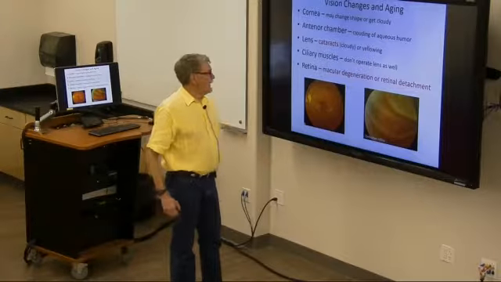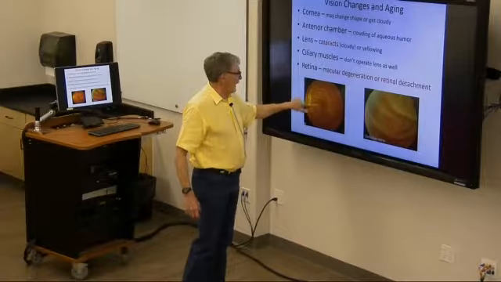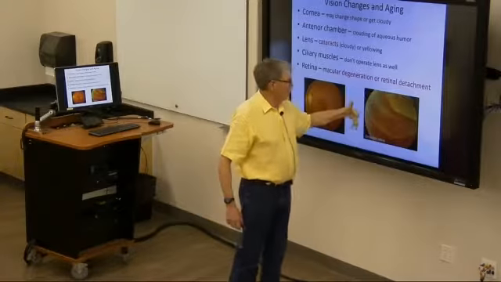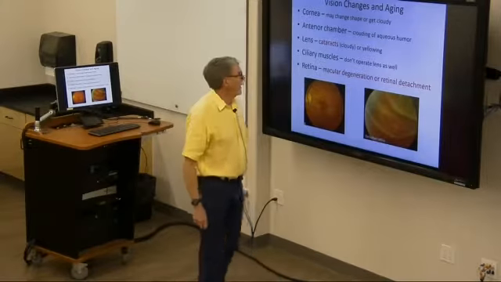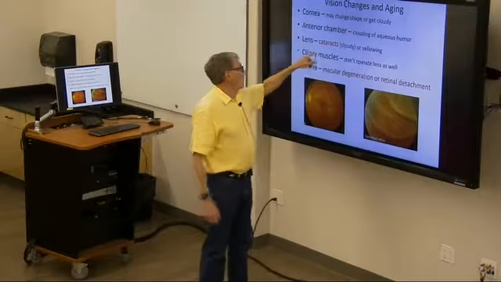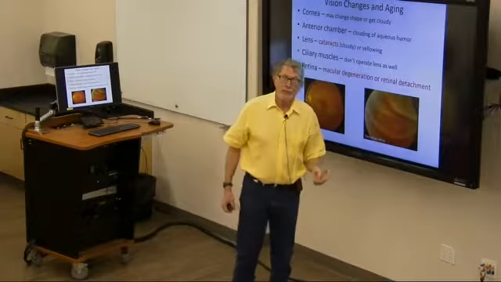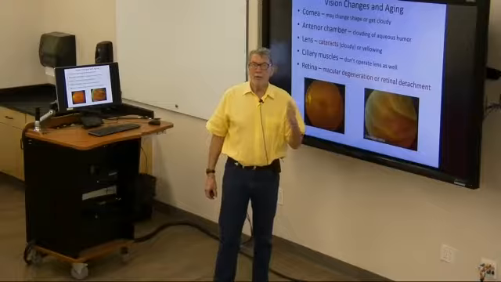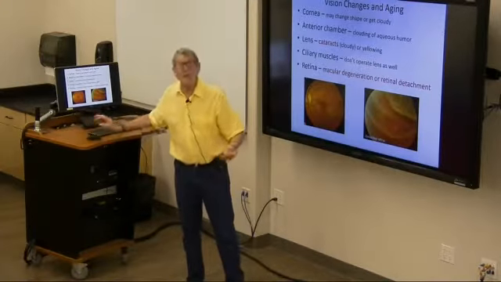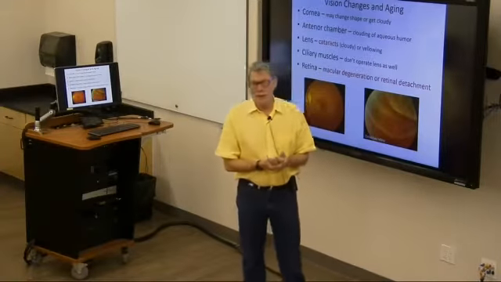Vision changes with aging. Macular degeneration, the center part of the eye is degenerating. You're losing rods and cones. Detached retinas, just coming loose from the back of the eye. Your lens can yellow, or you can get cloudy spots on your lenses called cataracts. Cataracts happen to a lot of old people. Again, it's an older person disease. We're living longer. A lot of people need cataract surgery.